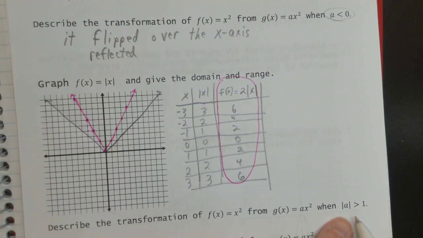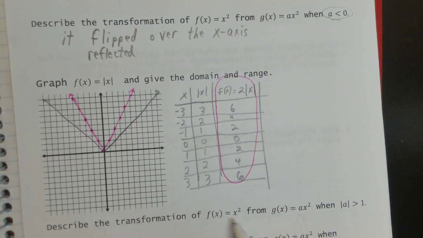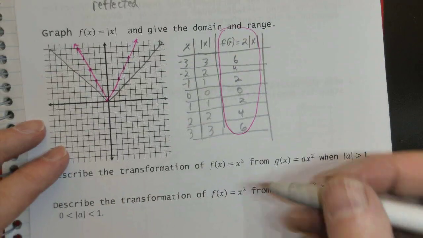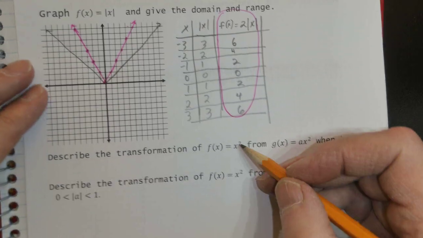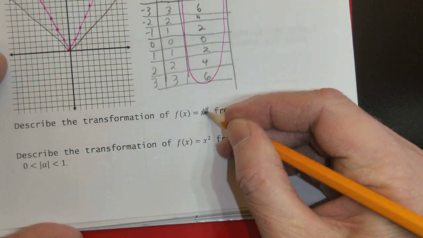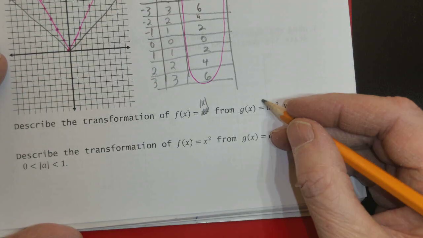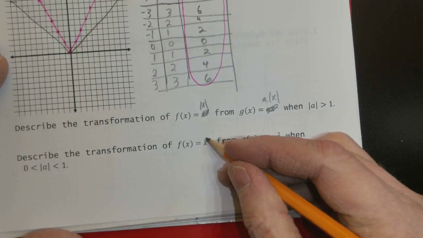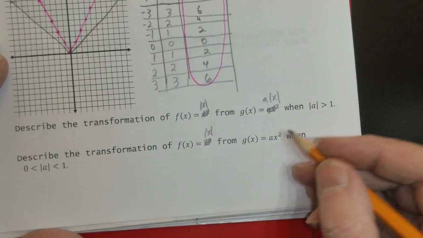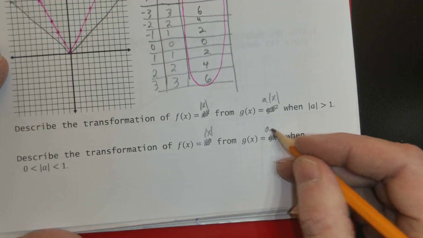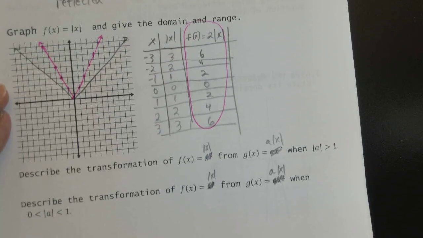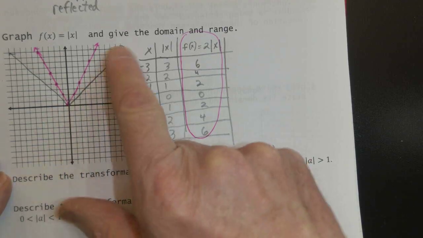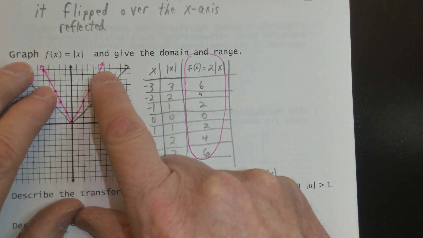Now, I just multiplied it by, it says, okay. Let's change this. I didn't edit this. Let's change this to absolute value of x. And change this to a times the absolute value of x. All right? We'll do the same here. Absolute value of x. A times the absolute value of x. All right? Let's describe. So, what has happened to the parent function when we multiplied it by 2?